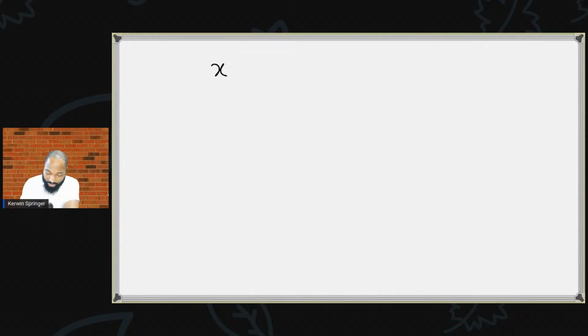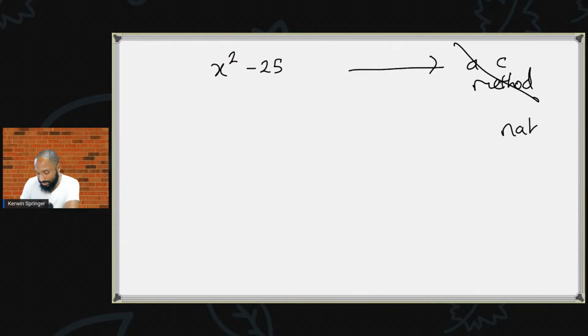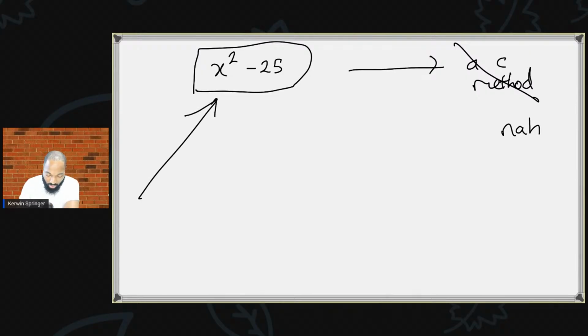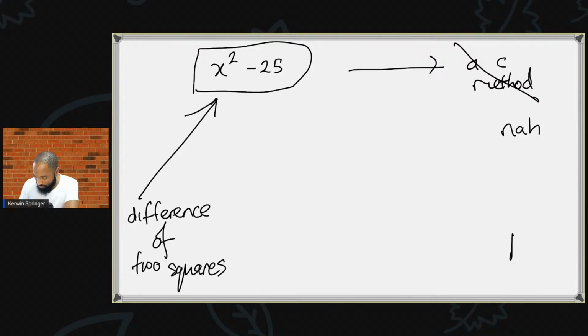x squared minus 25. In this case, you can do the AC method, but you want to say nah, because this is a quadratic that is adopting the form of something called the difference of two squares. So you're going to pause here, and I'm going to show you how to do the simple ones on your calculator, and then you're going to swing back for the difference of two squares and explain that.